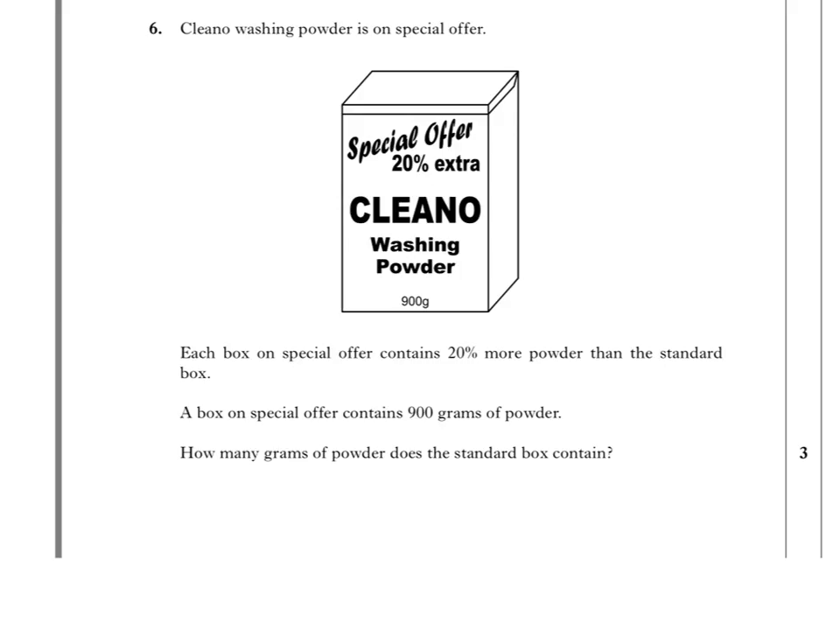Section 30, example 2. Washing powders in special offer, 20% extra. Each box contains 20% more powder than the standard box. Each box in special offer, that is. A box in special offer contains 900 grams of powder. How many grams of powder does the standard box contain? Right, so I would interpret this as a reverse in the percentage change question because it's about working backwards. So my starting point is, have I moved up or down from 100%, and it's 20% more, so my starting point is 120%, and 120% is equivalent to 900 grams.